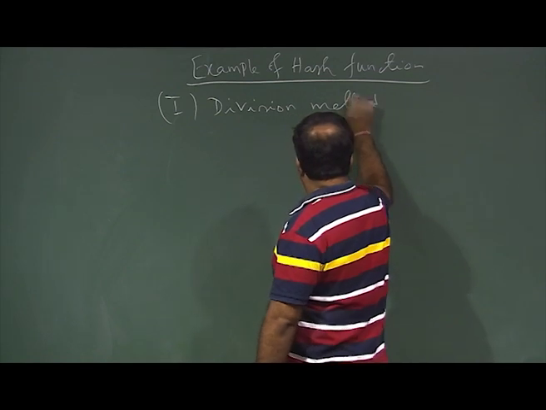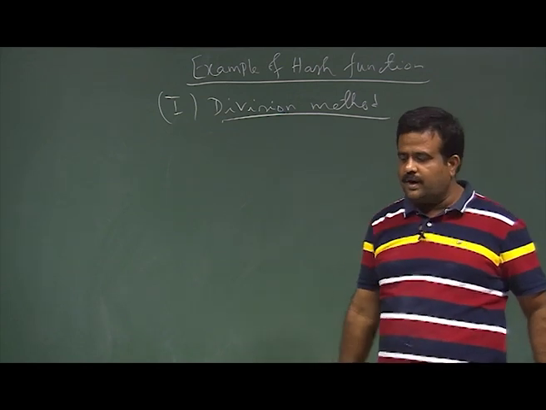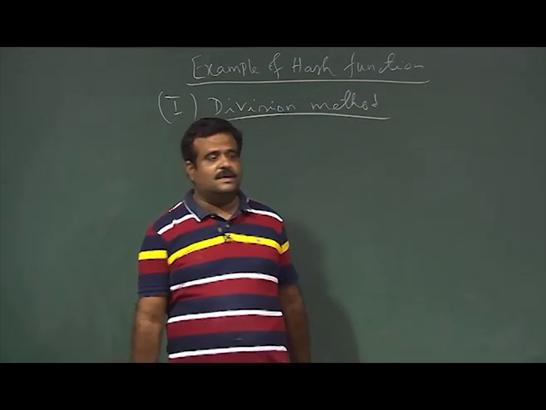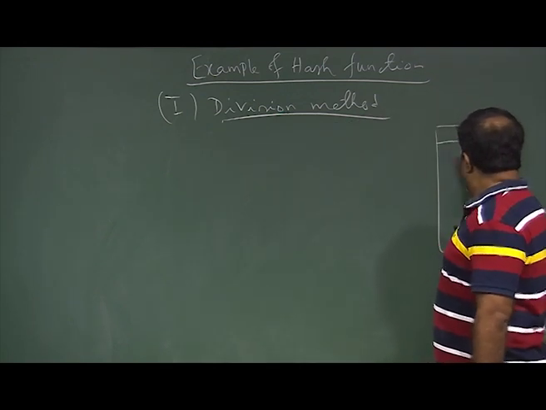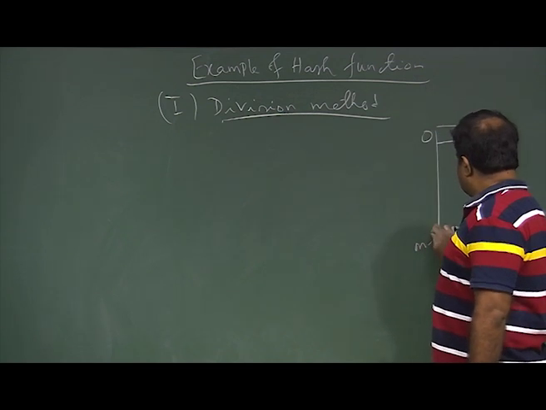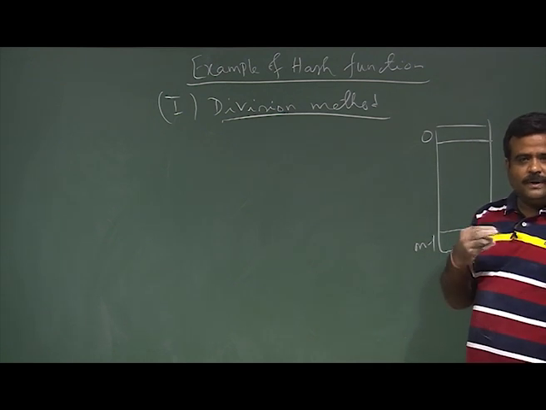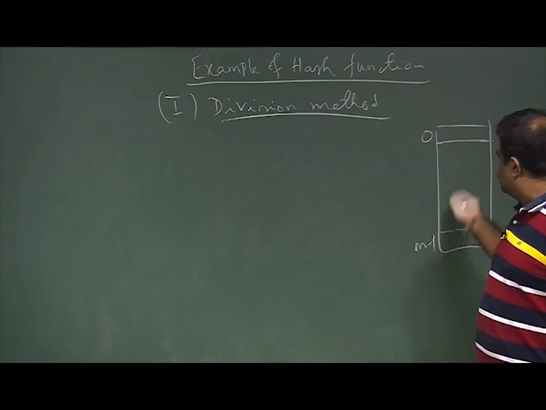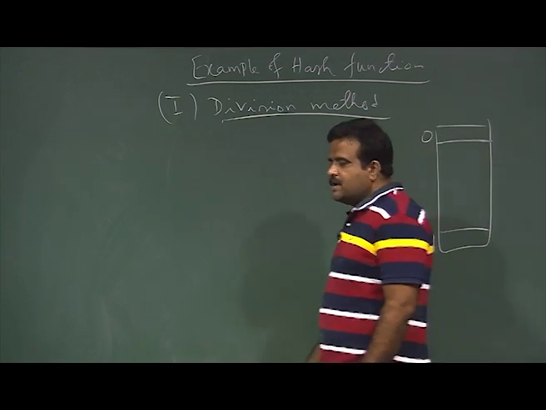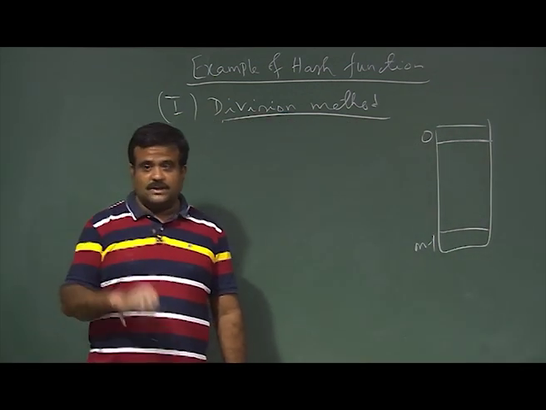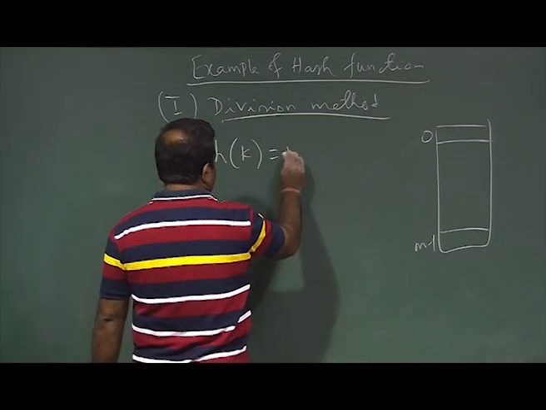Division method. Here we are assuming our keys are integers, and we have a number of slots m, which is also an integer, so the slots are 0 to m minus 1. After applying the hash function, the result should be one of these slots. What is the obvious function we can think of for that? The modulus function, yes. So h of k is basically k mod m.